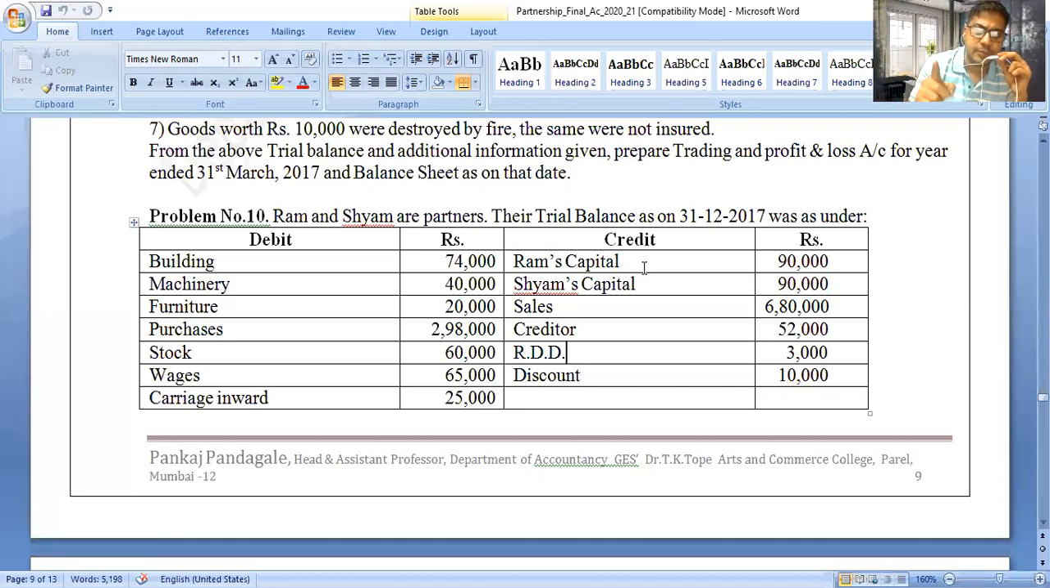Last problem we have discussed. Discount, it is a credit side. It is an income. It is recorded profit.